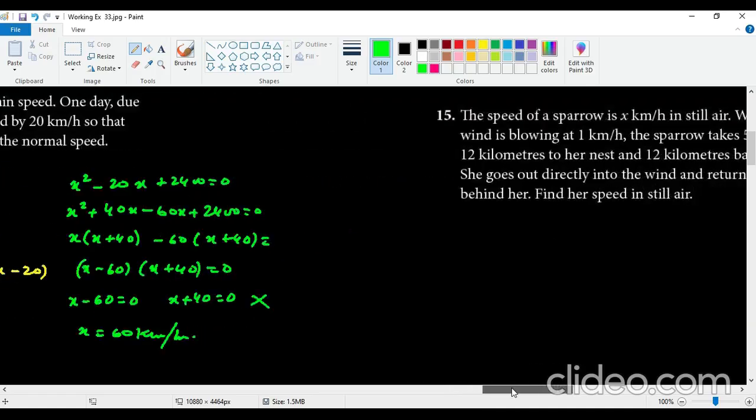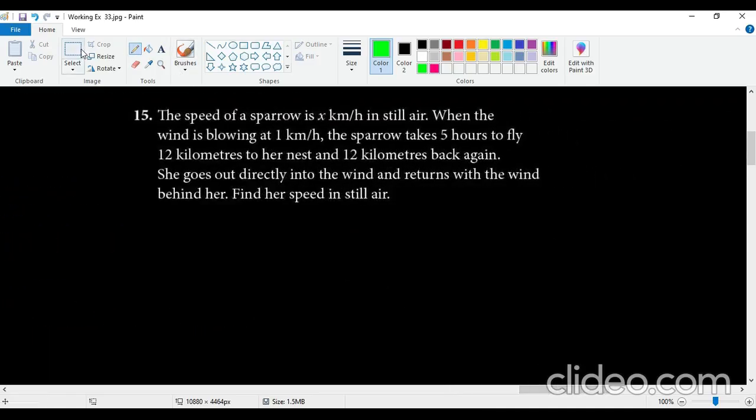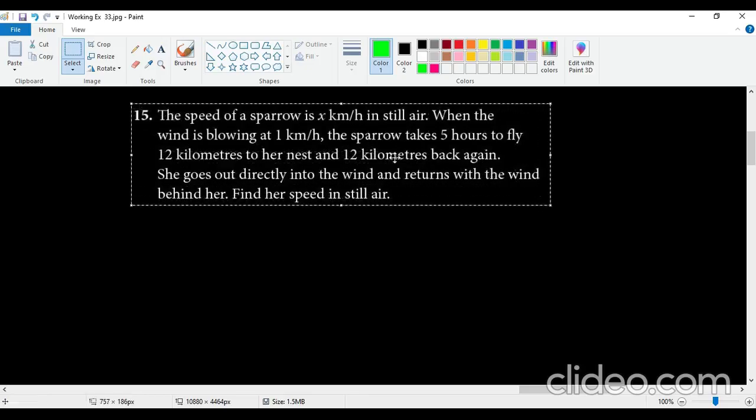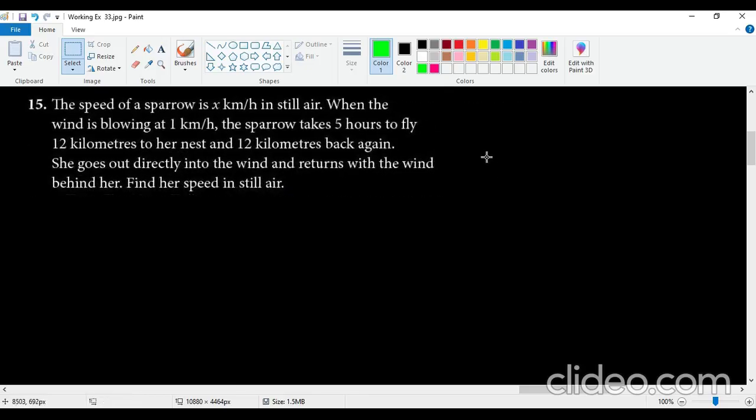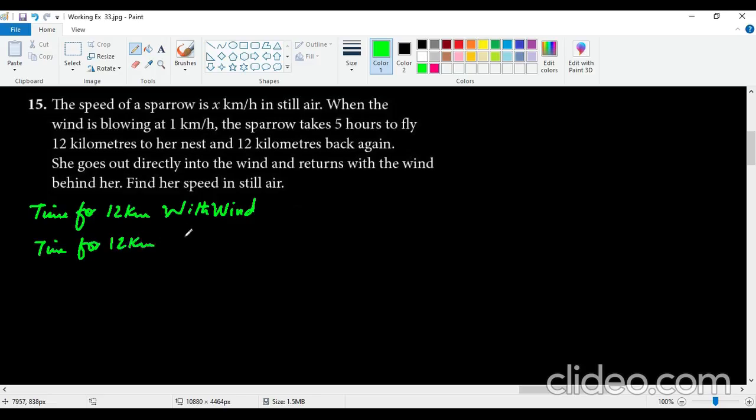Moving on to question number 15. In question number 15, it says there are two conditions. Time for 12 kilometers with wind. That means this is going to give us time for the same distance of 12 kilometers with wind, and time for 12 kilometers against wind. Time for 12 kilometers without wind.